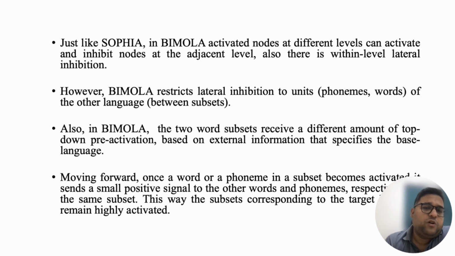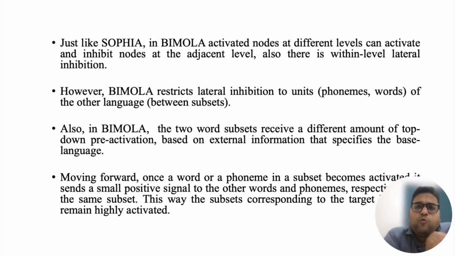Also, in the BIMOLA model, the two word subsets receive a different amount of top-down pre-activation based on the external information that specifies the base language. Remember, according to Grosjean's language mode theory, the base language is the one that is most contextually appropriate and that is the most active in any given situation. So already when you are starting in a particular context of conversation, doing an experiment and so on, one of the languages will be slightly more highly activated as opposed to the other language. And this is the initial assumption in the BIMOLA model as well.